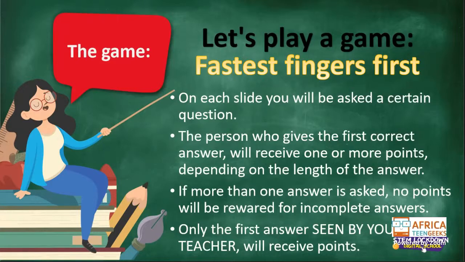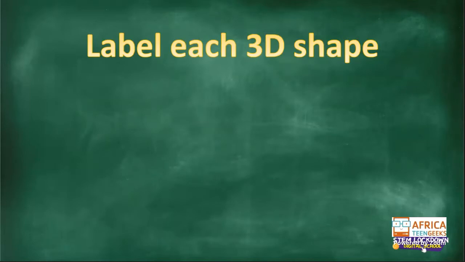Right, so here's how it will work. Let's go to the first slide. On this slide, I will reveal one 3D shape. The first one to type out the name of this shape will get 1 point.